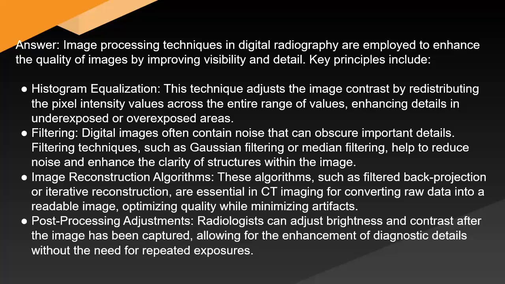Filtering. Digital images often contain noise that can obscure important details. Filtering techniques such as Gaussian filtering or median filtering help to reduce noise and enhance the clarity of structures within the image. Image reconstruction algorithms. These algorithms, such as filtered back projection or iterative reconstruction, are essential in CT imaging for converting raw data into a readable image, optimizing quality while minimizing artifacts. Post-processing adjustments. Radiologists can adjust brightness and contrast after the image has been captured, allowing for the enhancement of diagnostic details without the need for repeated exposures.